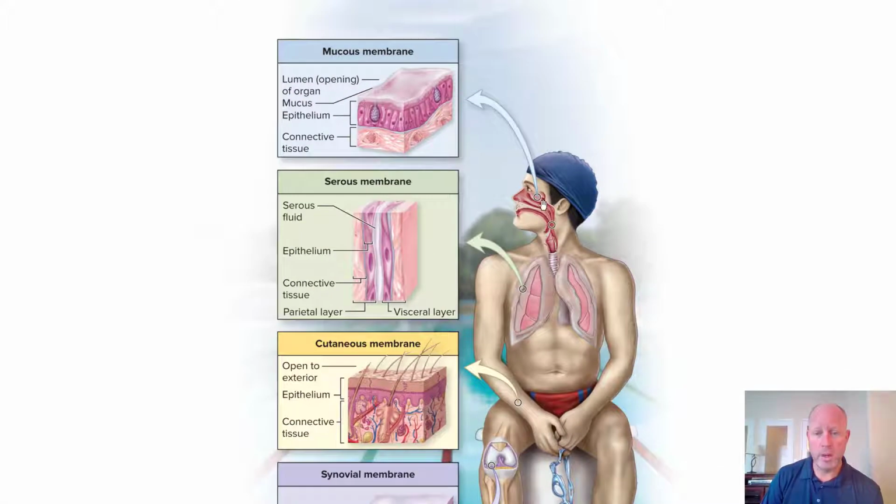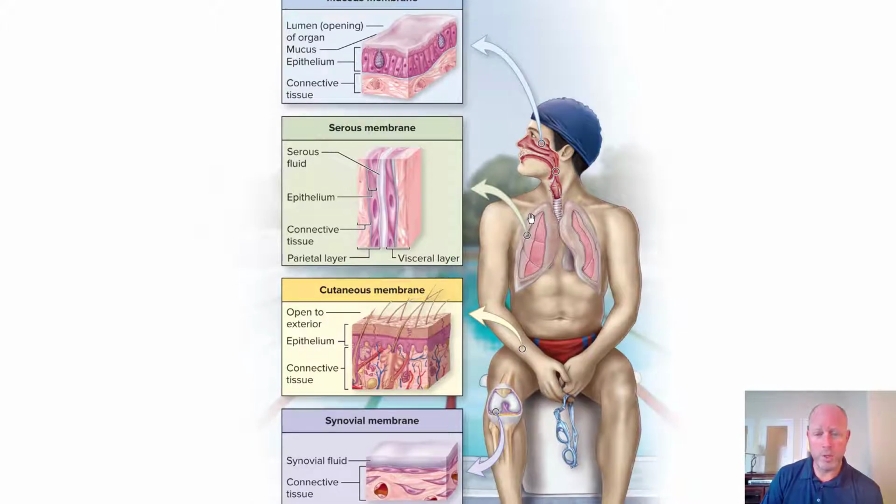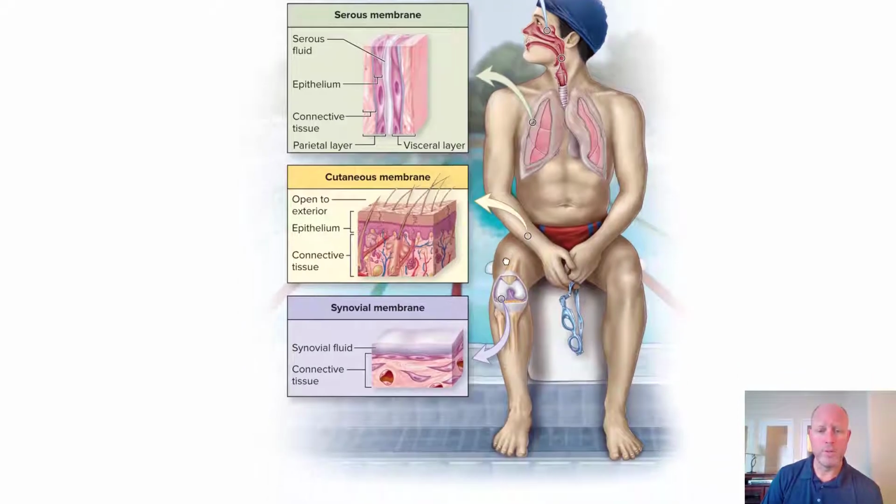So look at the mucous membrane here first. Looking at that, basically related to the nose, in the head, and the lumen opening here of the organ with the mucus, epithelium, connective tissue. Serous membrane, pointing more to what you'd see around the heart, typically, or the lung, excuse me, here, with serous fluid going here, and epithelium, and then the connective tissue on the outer layer, right, and the parietal layer versus the visceral layer, right. Visceral being deeper and parietal being more toward the surface.